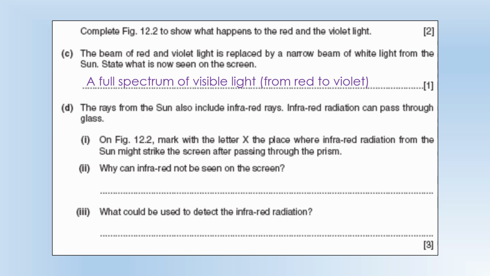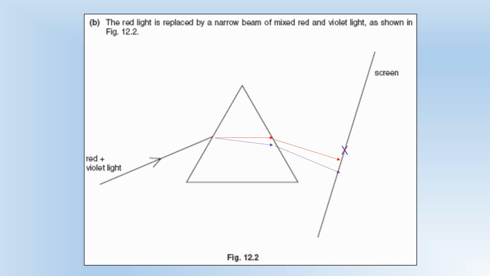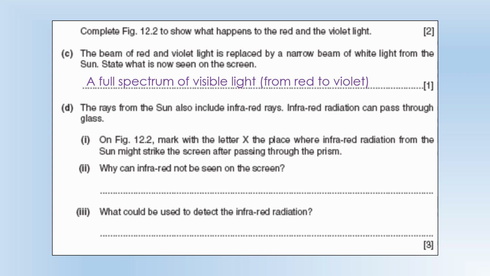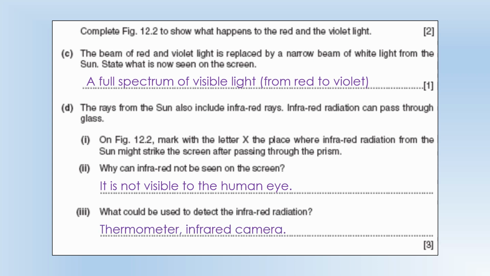Mark with the letter X the place where you'd see the infrared radiation, so it would be refracted even less than red would, so you're going to see it on this side. Why can infrared not be seen? Well, it's not visible to the human eye. It's not part of the visible spectrum. What could be used to detect it? A thermometer would work, an infrared camera would also work, anything that allows you to see where infrared has arrived.